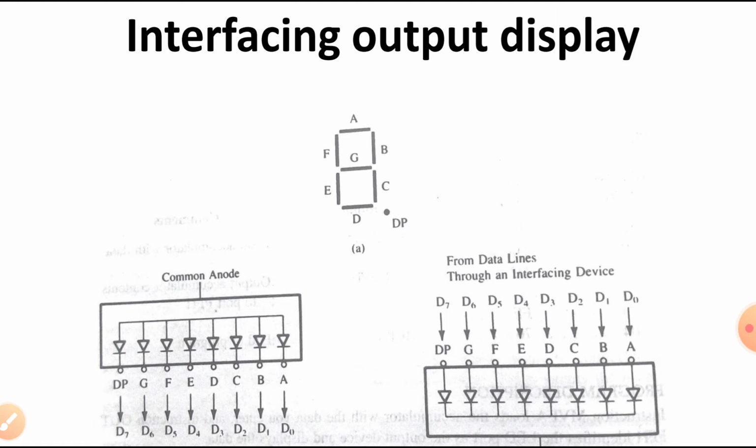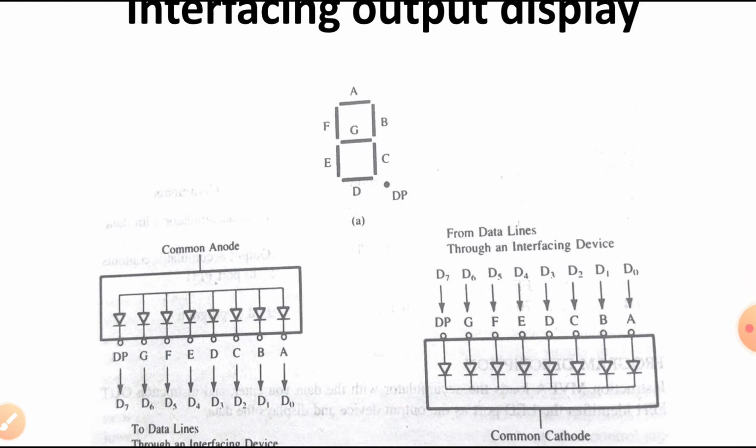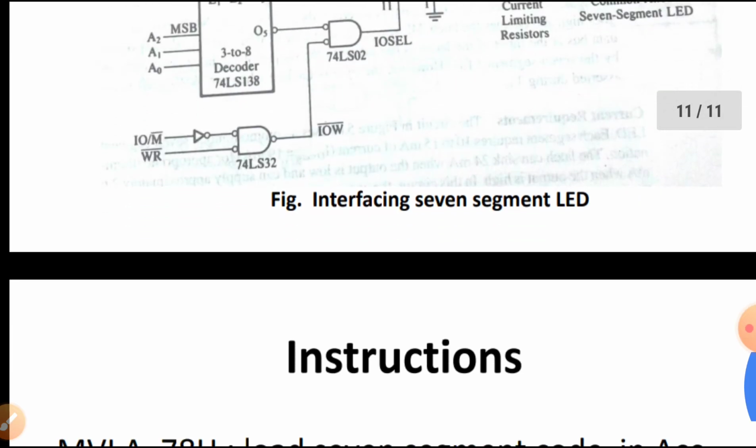So if we want to display 7, it means segment A, segment B and segment C should be on and the rest of the segments should be off. It should be very clear. A, B and C should be on, meaning A, B, C will be connected to D0, D1 and D2. So these 3 bits should be 0 and the rest of the bits should be equal to 1. So what will be the bit pattern of that?